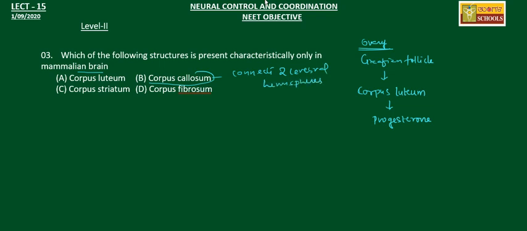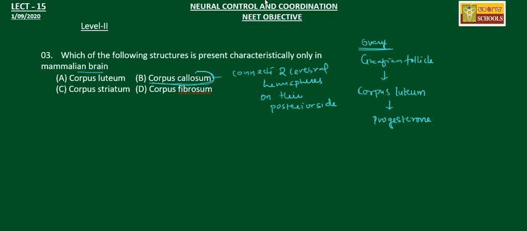Connects two cerebral hemispheres on their posterior side. So below the cerebral hemispheres, there is a nerve tract that connects both the cerebral hemispheres.